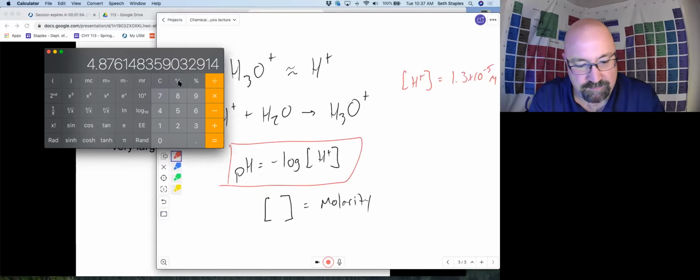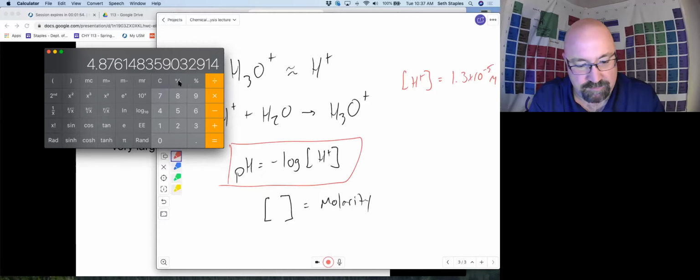And so try some of these. The pH of 1 times 10 to the negative 9th, we plug in negative log. If we have a hydrogen ion concentration of 1 times 10 to the negative 9th, negative log of 1 times 10 to the negative 9 is going to equal 9.